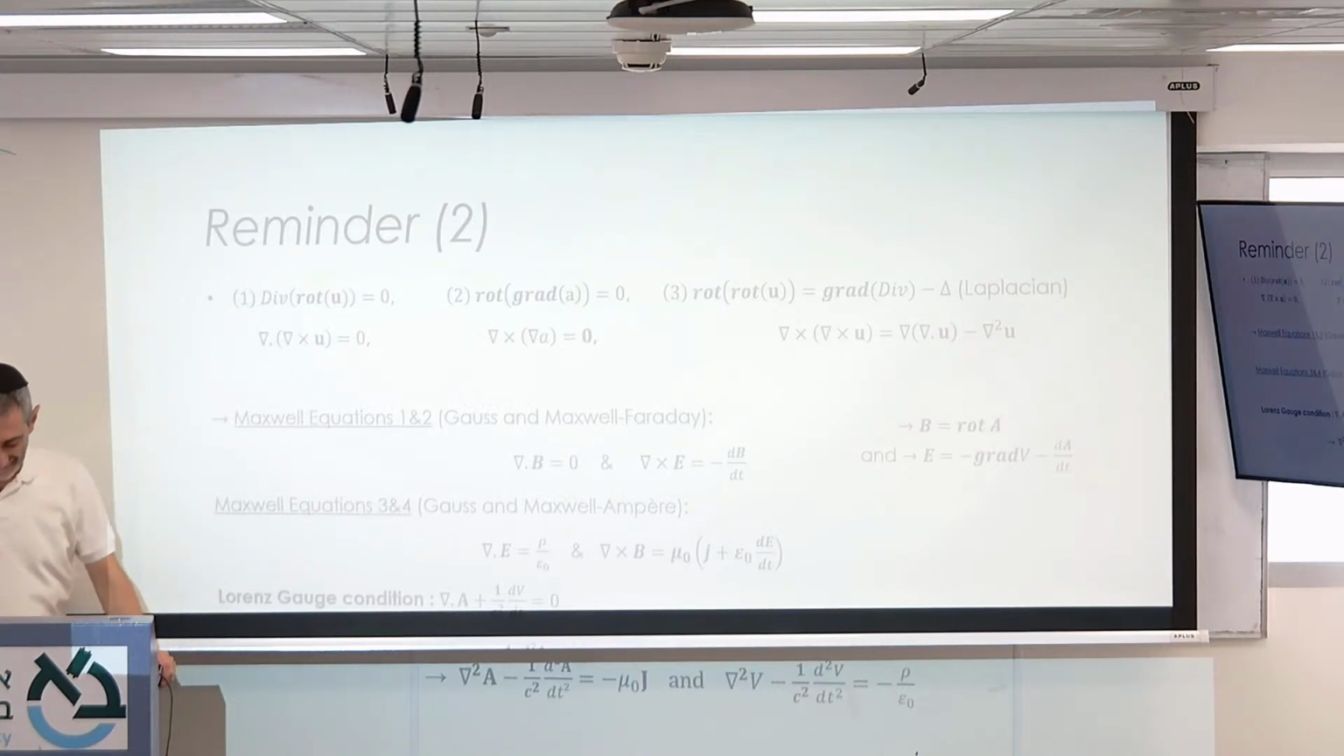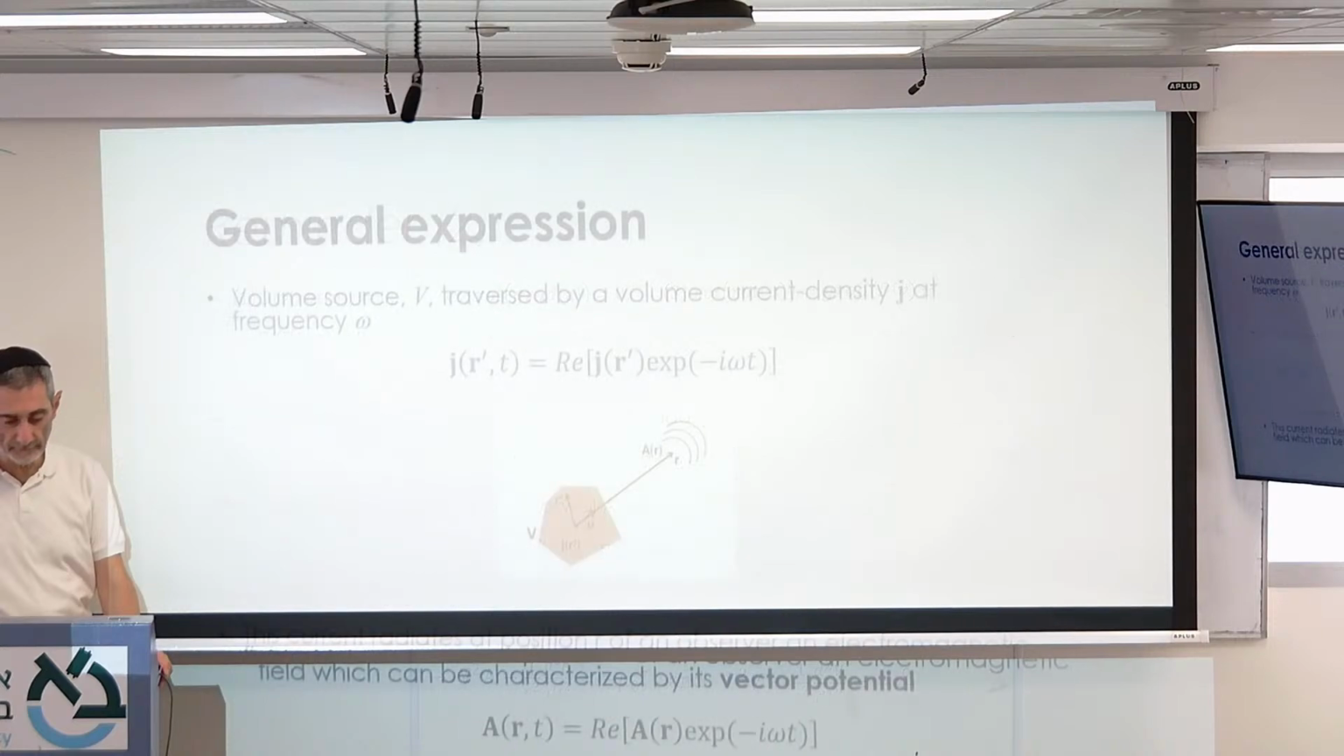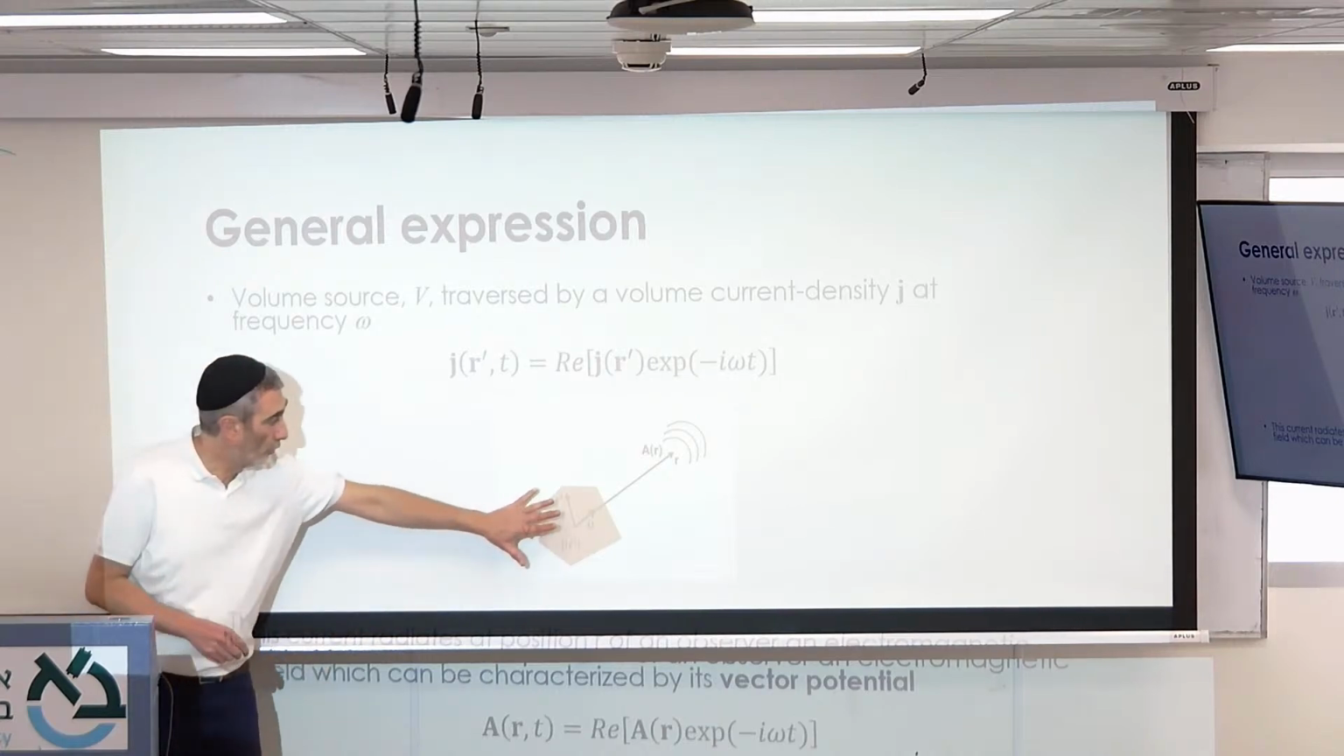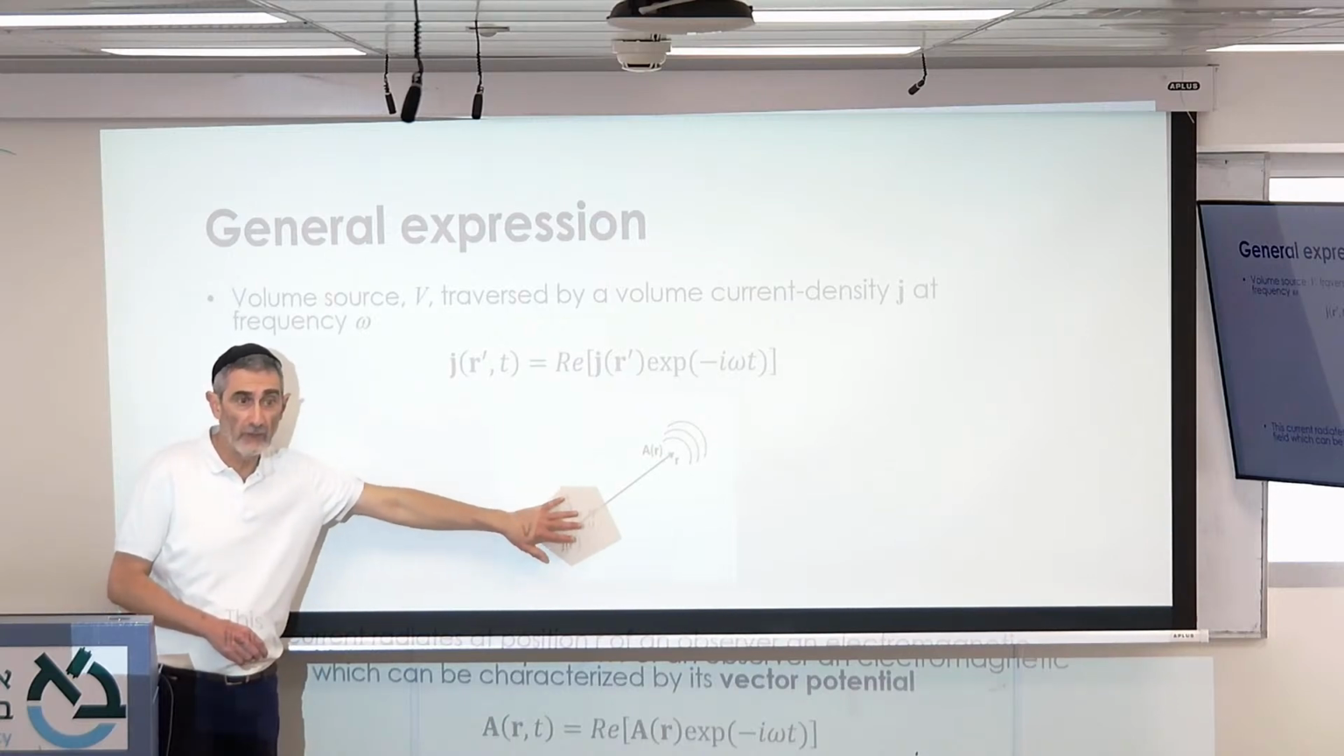Okay. So with those tools, we are able to start and define the retarded potential that I want to use. Okay, so let's start with a volume where we have our sources, our dipoles.